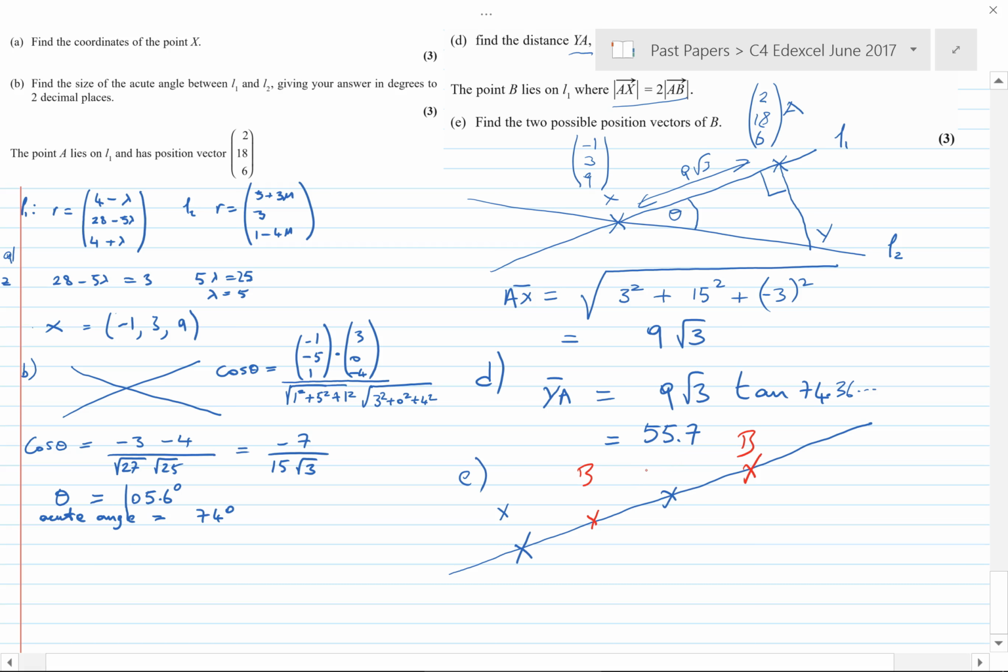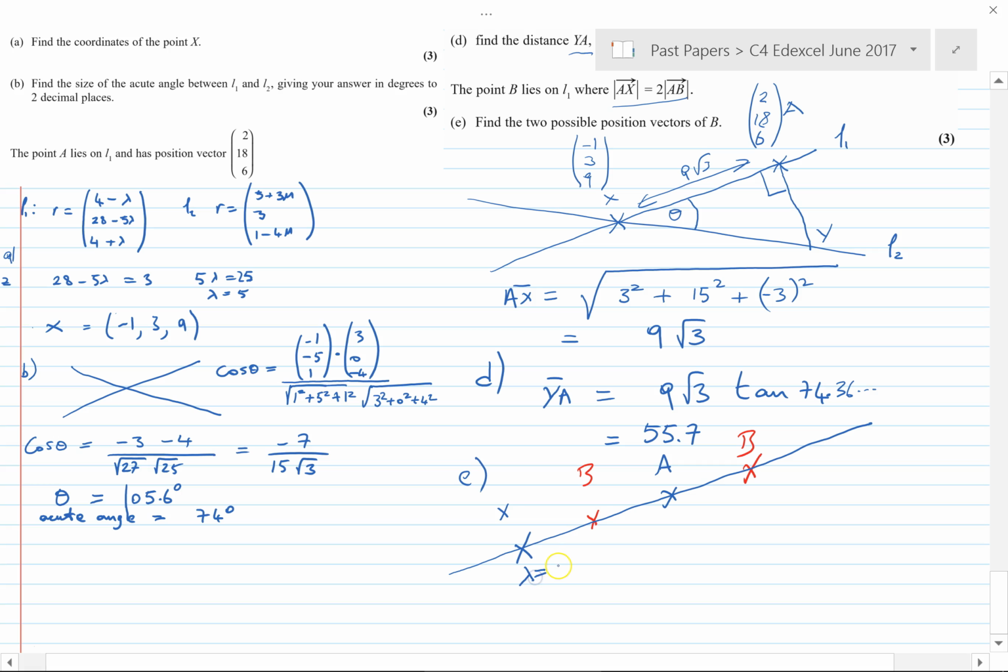Now, a nice way of doing this is various things we could do. We could work out the vector XA, I suppose, and then half it, and then add that vector and take it away to get the two possible values of B, which is a reasonable way of doing it. But as soon as we've got an equation of the line already, which is this equation here, and we've got some values of lambda which are going to be useful.